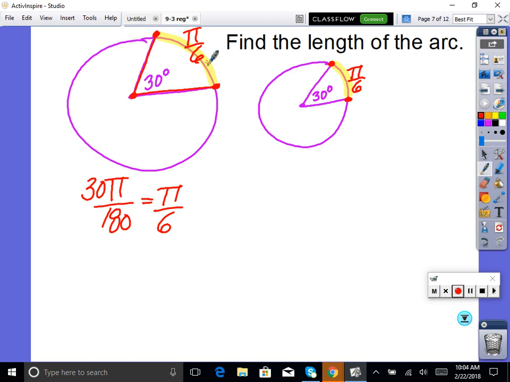Look at the picture here. This is real world math. So what's making the difference here? The size of the radius. The radius. So let's say this was 10 centimeters long. Let's say this was 2 centimeters long.